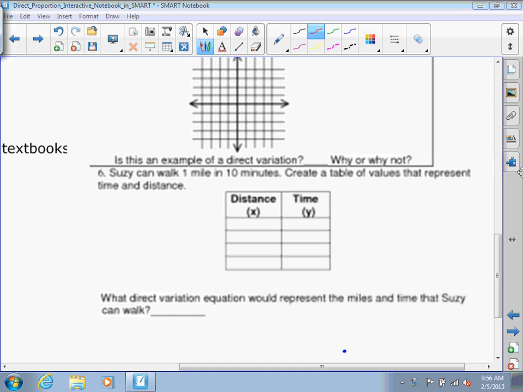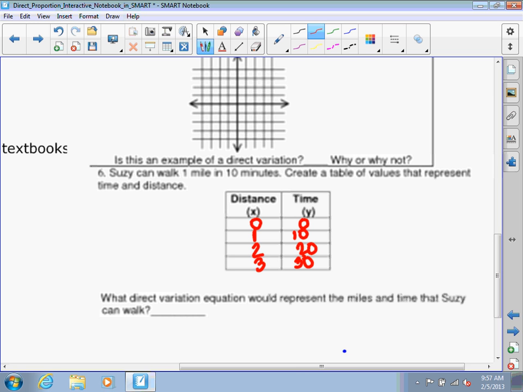Problem. We start off with which two? 0 miles, 0 time. All right, then it says she can walk 1 mile in 10 minutes. So 1 mile, 10 minutes. Next, what do you put? 2 miles in 20 minutes, and then 3 miles in 30 minutes.